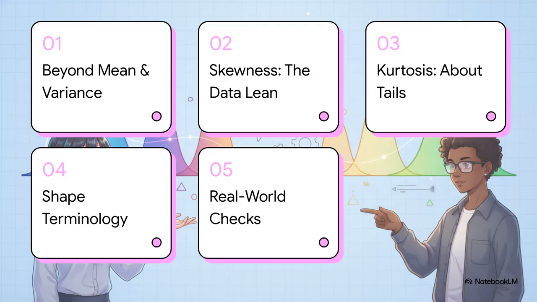Okay, let's dive into this. Here's our roadmap for today's Explainer lecture. First, beyond mean and variance. Second, skewness, the data lean. Third, kurtosis, all about the tails. Fourth, statistical shape terminology. And finally, number 5, real-world normality checks.